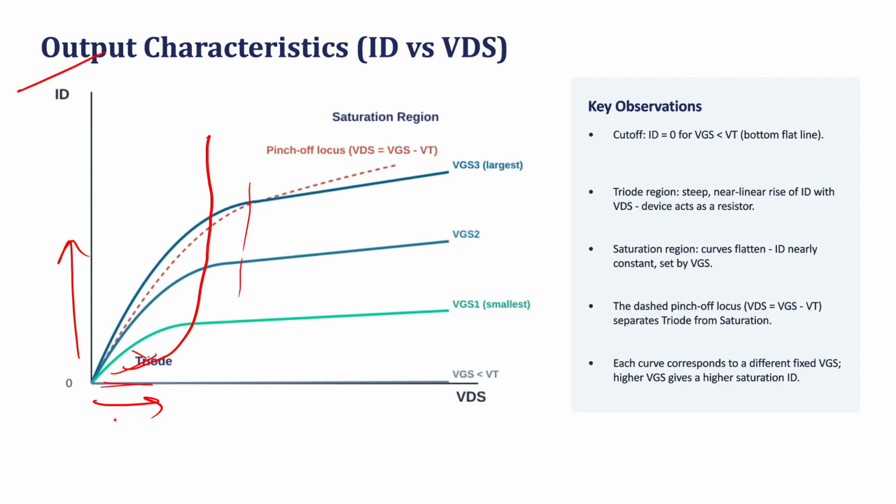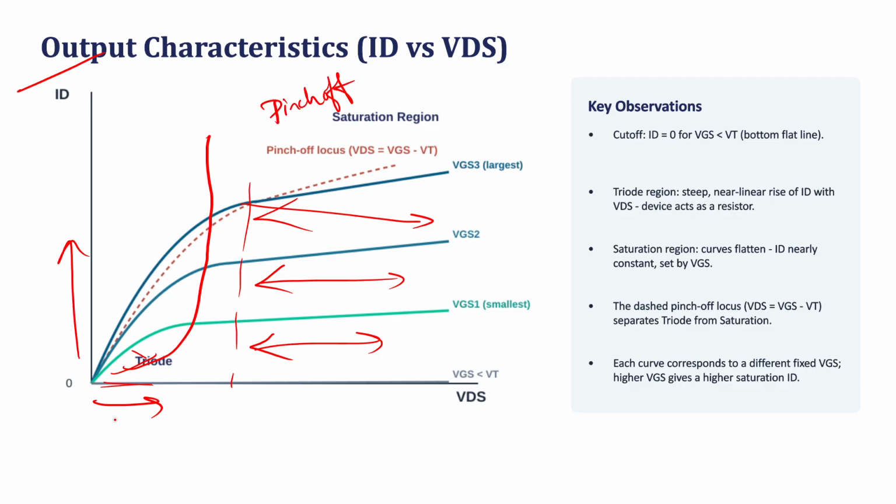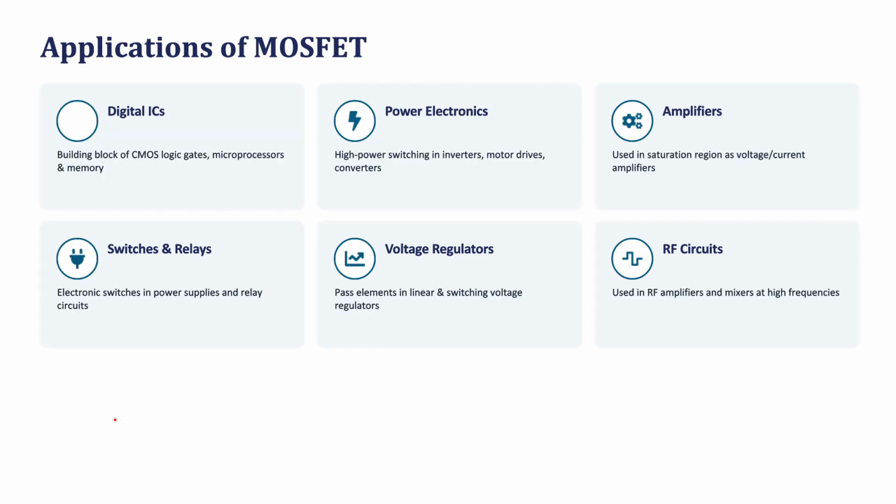Okay. So then in saturation region, what will happen? It is the saturation region. Okay. So in saturation region, what will happen? Almost the current flow is constant. So there is not much increase in the current. So because of pinch off, the flow of current is going to be limited and be constant only. There is no further increase. So that is the output characteristics.